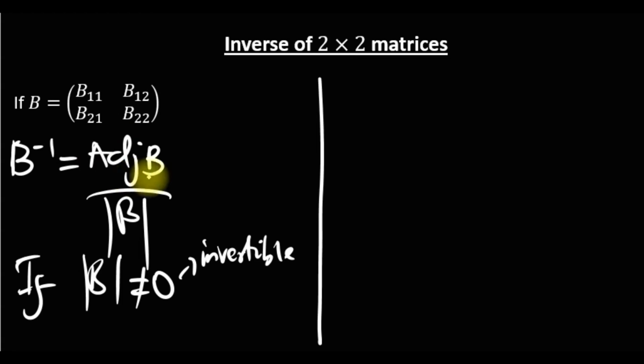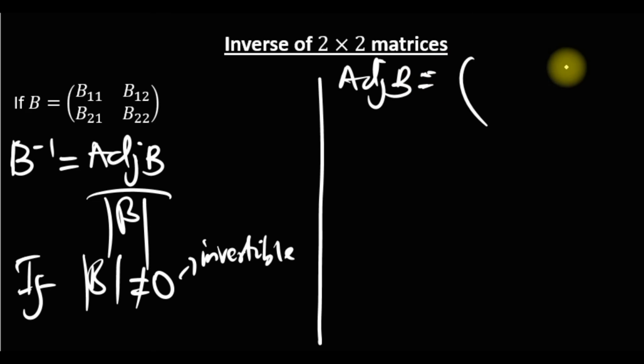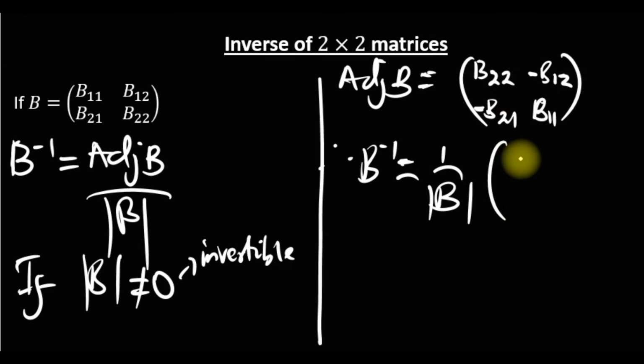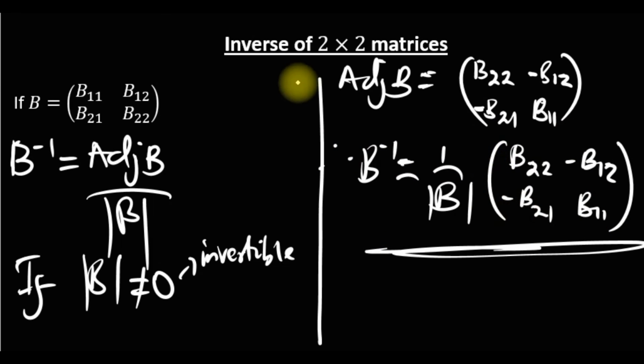So we continue. Remember from what we've done that the adjoint of any 2x2 matrix is very simple to calculate. It's just interchange the elements of the principal diagonal, which is now B22, B11. You now negate the elements of the other diagonal: minus B21, minus B12. Therefore, the inverse of any 2x2 matrix is just 1 over the determinant times the adjoint, which is B22, minus B12, minus B21, B11. So it's easy for us to calculate the inverse of a 2 by 2 matrix.